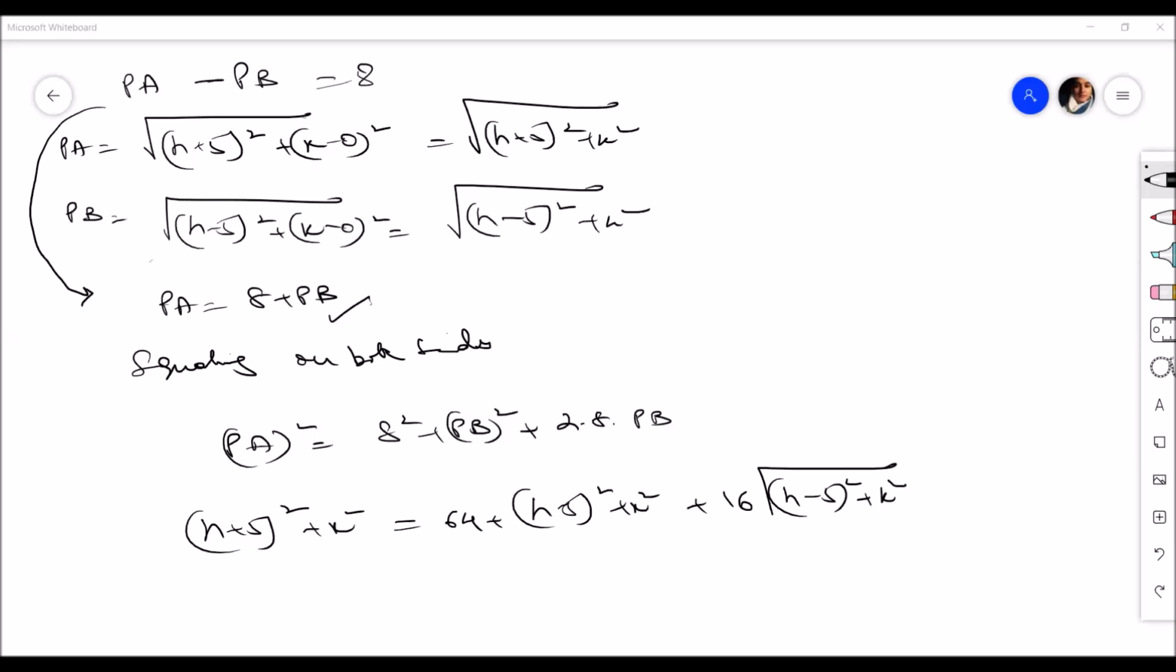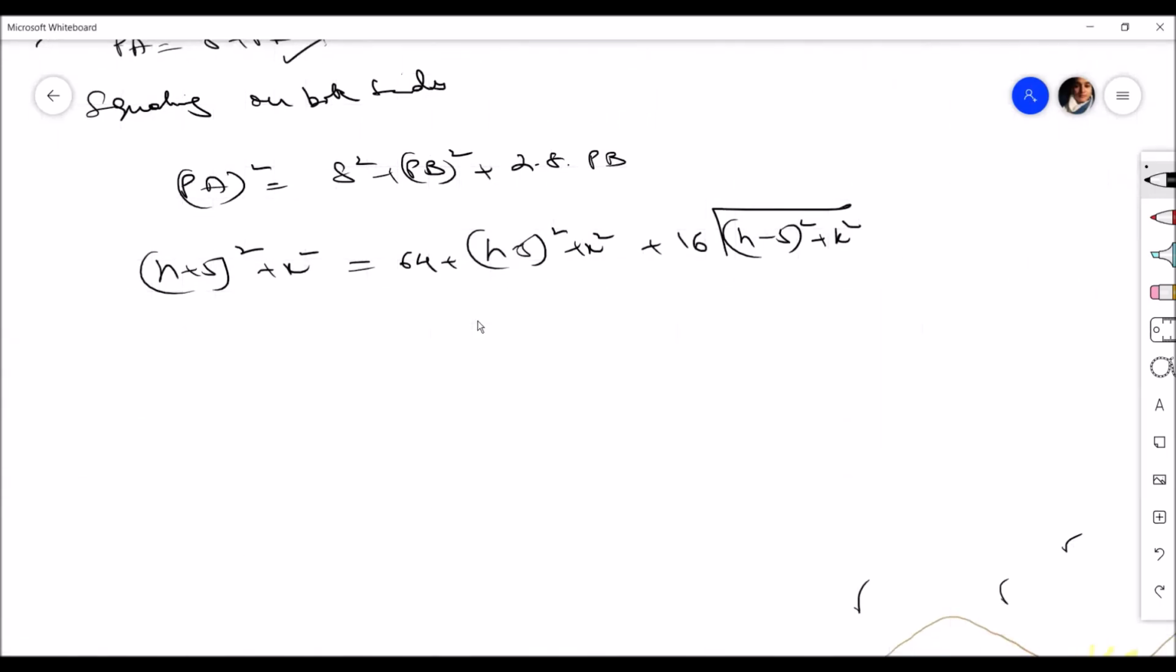Then you can just proceed by doing simple calculations over here. So K square is a term that will get cancelled on both sides, and when you expand it, you'll be having H square plus 25 plus 10H.